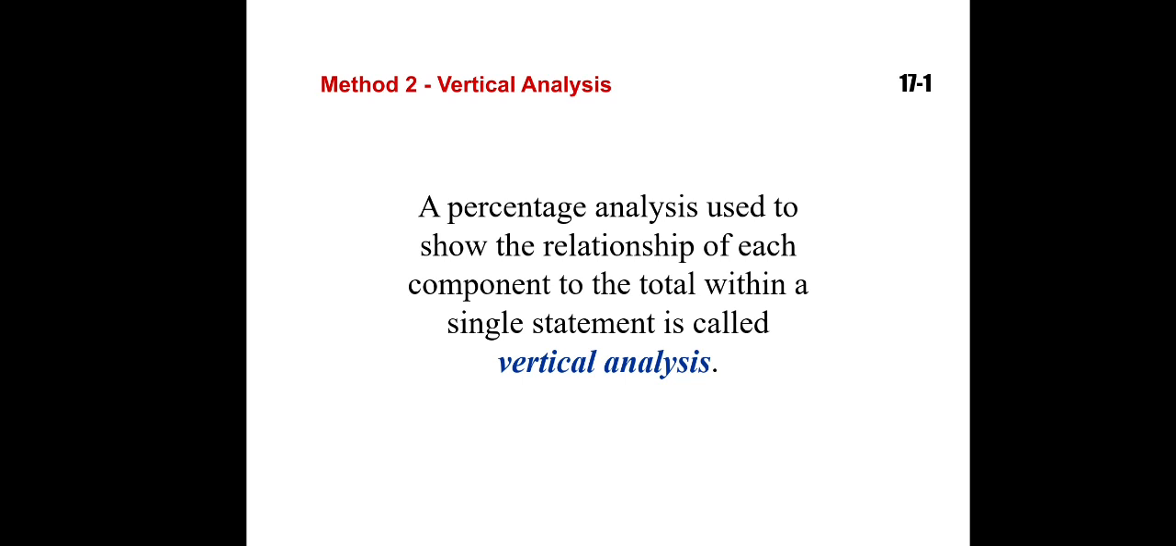Now we see the method number 2, vertical analysis. Vertical. Imagine a vertical line. What is a vertical line? Okay, so a percentage analysis used to show the relationship of each component of the total within a single statement is called a vertical analysis. For horizontal analysis, you have to have 2 years data. But for a vertical analysis, you have to have only 1 year data. 1 year data is sufficient.